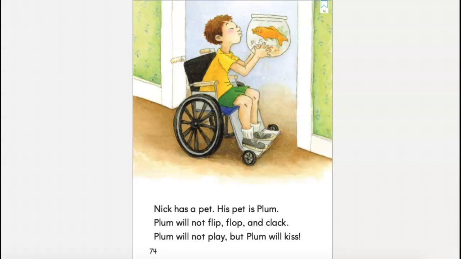What a great story for us to read to practice our phonics skills this week of the short O sound and blends with the letter L. Now let's go on to our next activity.